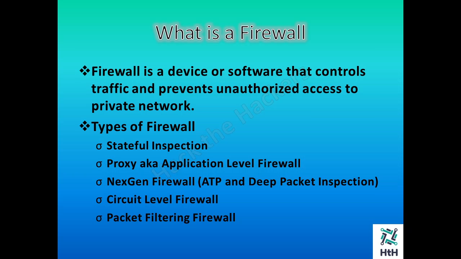So what is a firewall? A firewall is a device or software that controls the genuine traffic and malicious traffic going in and out of a private network to the internet, by allowing the genuine traffic and blocking the malicious traffic. It can be hardware or just software, just like Windows Firewall if you have Windows OS. In this slide, we are talking about the function of a firewall and various types of firewall, such as stateful inspection firewall, proxy also known as application level firewall, next gen firewall also known as NGFW, circuit level firewall, and packet filtering firewall.